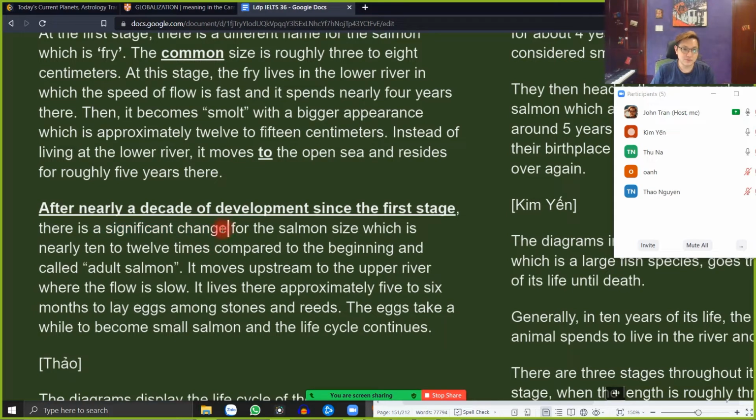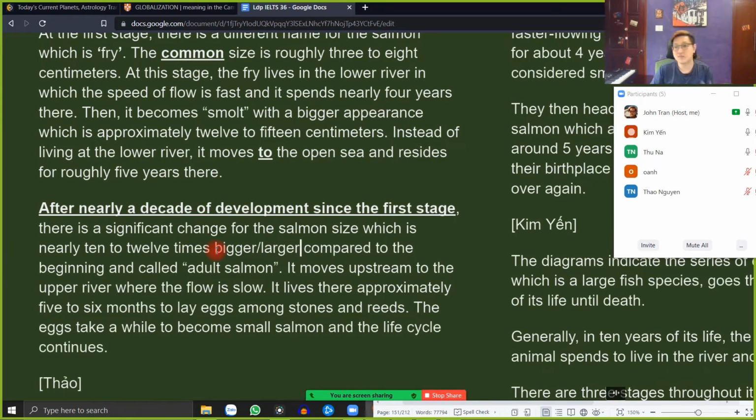So if you want to use the word change here, you should use bigger or larger here to make things clear, you know. Chỗ này mình dùng chữ thay đổi thì chỗ này phải dùng là 10 đến 12 lần, to hơn, bự hơn để mà nó làm rõ nghĩa, you know. Needed 10 to 12 times bigger, larger compared to the beginning. And code. What is code adult salmon?